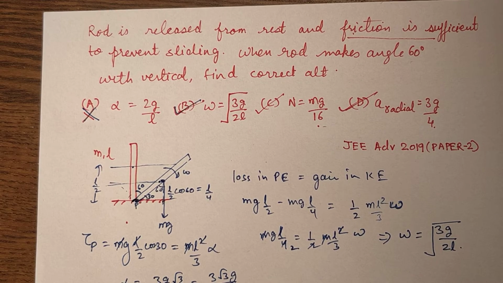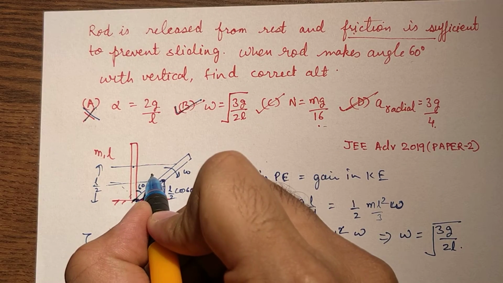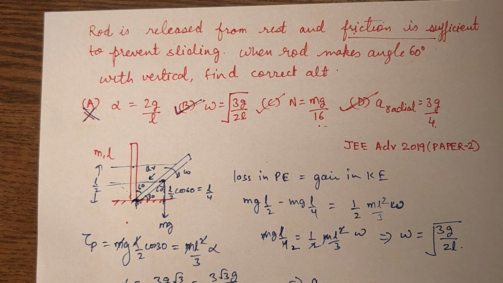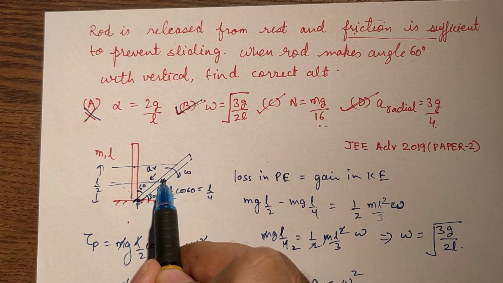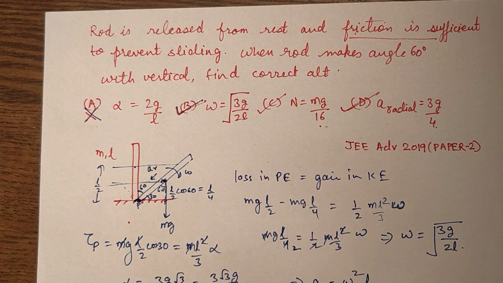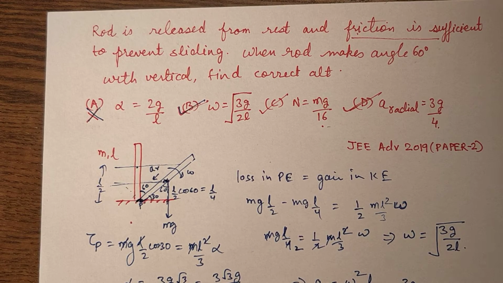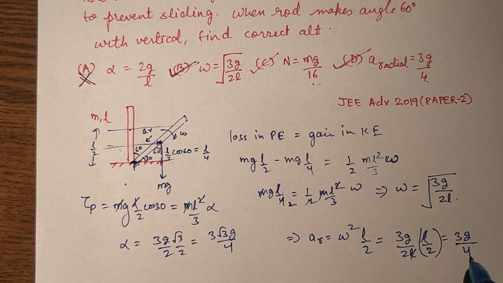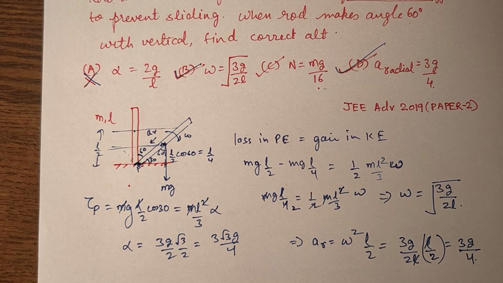Now let's find the radial acceleration. If I know omega, radial acceleration is directed towards the center, so this is AR. I can write it as omega square r, where r is the distance of the center, which is L by 2. Omega square we have already calculated: 3g by 2L multiplied by L by 2. So this will be 3g by 4, as you can see. So AR is also correct because it is coming out to be 3g by 4.